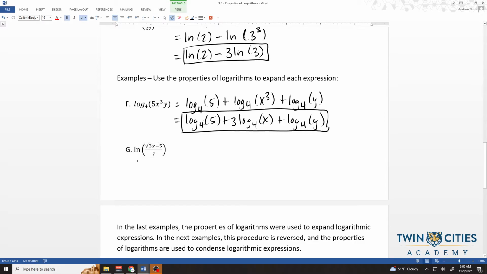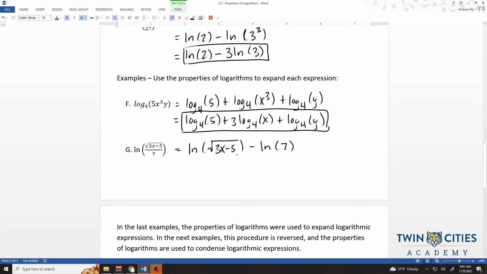All right, example G, I've got the natural log of the square root of 3x minus 5 over 7. Okay, well, let's first identify that this is some division that's happening. So I can break that up into 2 separate natural logarithms, one, the top, minus the second, the bottom. So this is going to be the natural log of the square root of 3x minus 5 minus the natural log of 7.